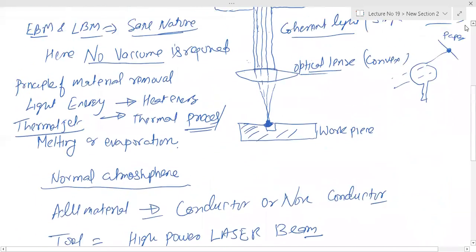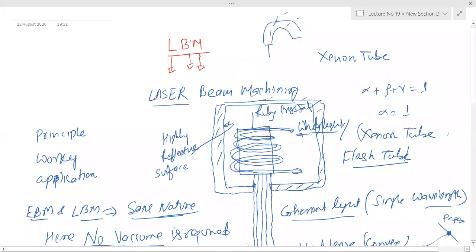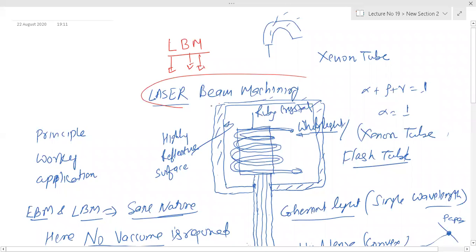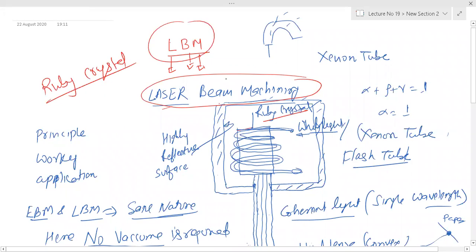Again, I brief laser beam machining once again. So for the laser beam, we use a xenon tube, sorry, a ruby crystal. Ruby crystal. You must remember this ruby crystal, because GATE will ask where the ruby crystal is used. So it is used in laser beam machining.